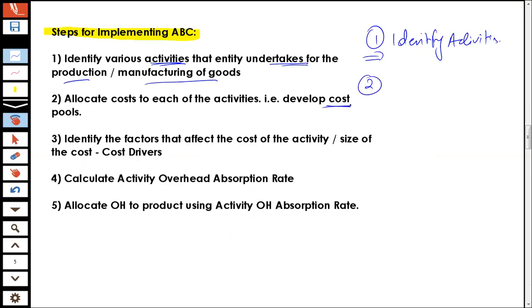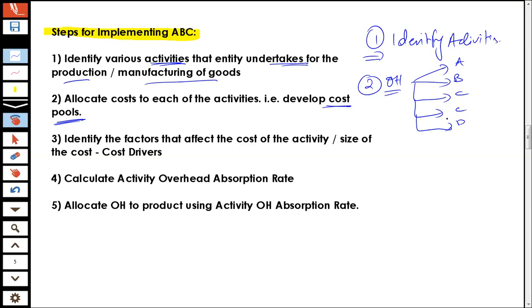The second thing that we have to do is develop the cost pools. When we talk about developing the cost pools, you need to understand what we mean by cost pools. When you've got the overheads, you allocate these overheads to the various activities, like activity A, activity B, activity C, activity D. Just like we allocate the overheads to the various cost centers like production centers and service centers, the same way we allocate the overheads to the various activities.